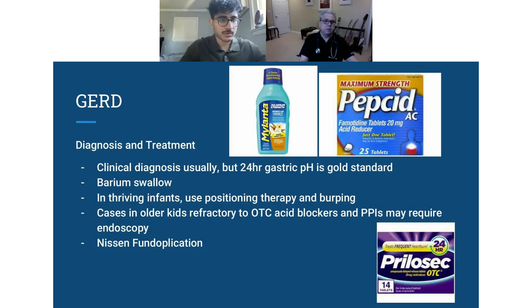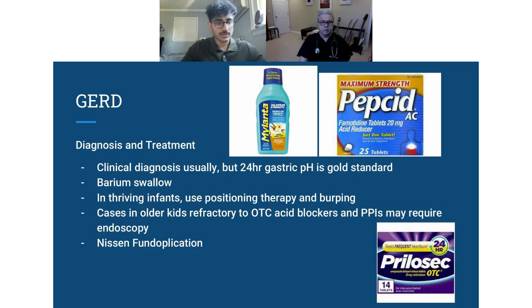So here's a little overview on diagnosis and treatment. It's usually a clinical diagnosis, but the gold standard, which is very rarely done unless atypical symptoms are presenting, is a 24-hour gastric pH study. And just like with gastritis, we can also do a barium swallow to look at the esophagus and the stomach with a contrast. And in thriving infants, usually, like we said earlier, you can use positioning therapy and burping to see if that can improve their symptoms, and making sure that they stay upright for 20 to 30 minutes even after feeding can really help that.